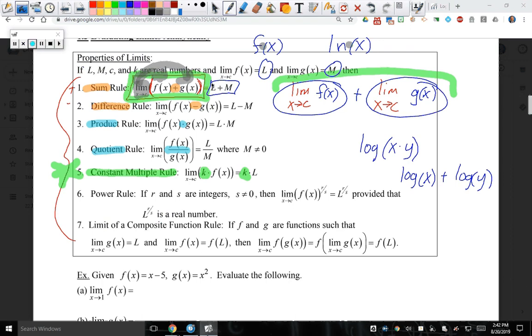Guys, the same thing happens for the difference. The only difference is that you're going to be subtracting them. You with me? You're still going to get the L, you're still going to get the M, you're just going to subtract. So this is how you say it. Listen. The rule is this. The limit of the sum is equal to the sum of the limits.